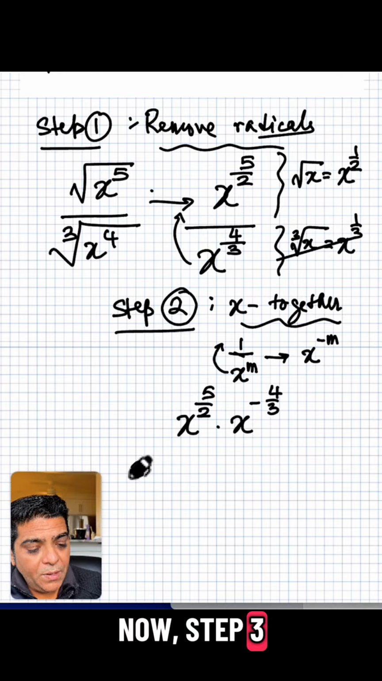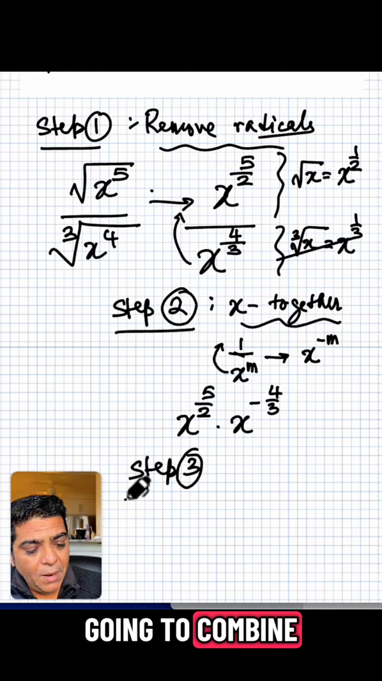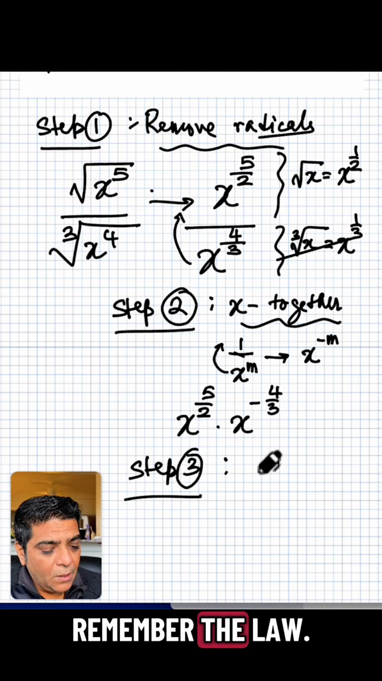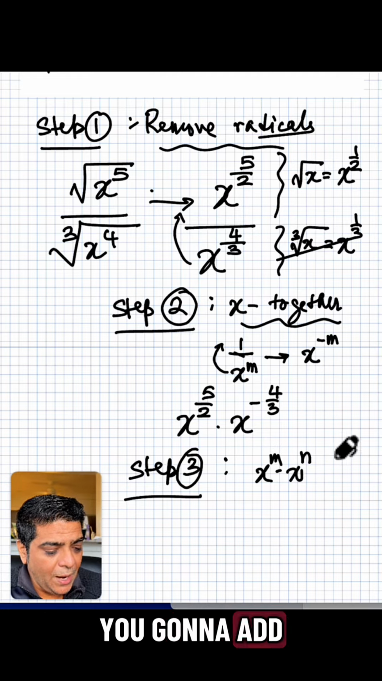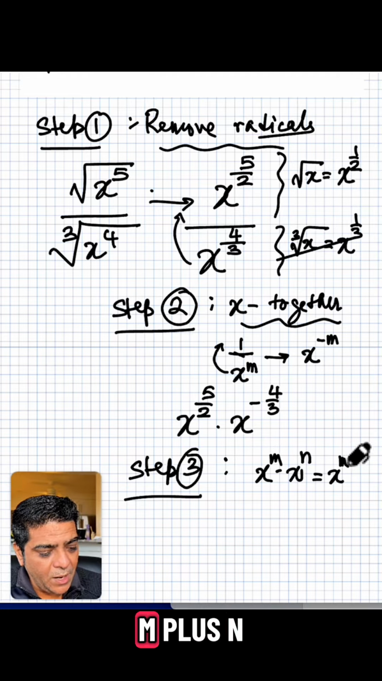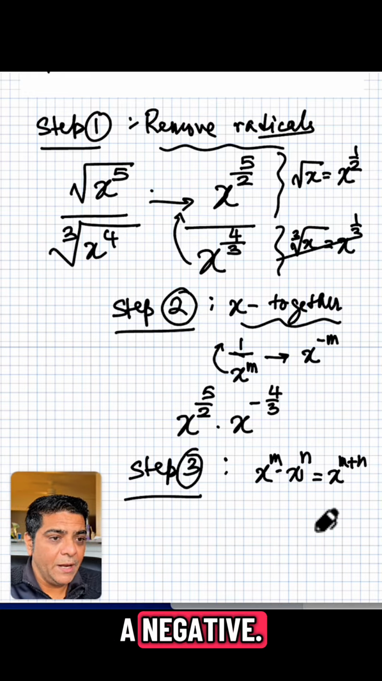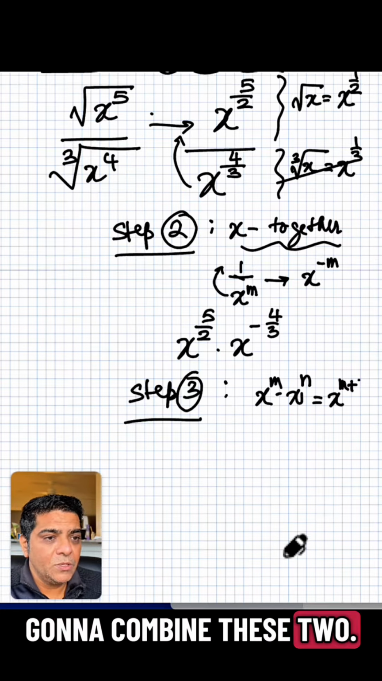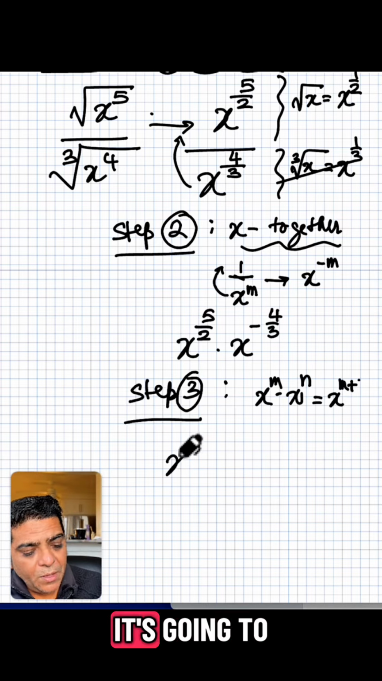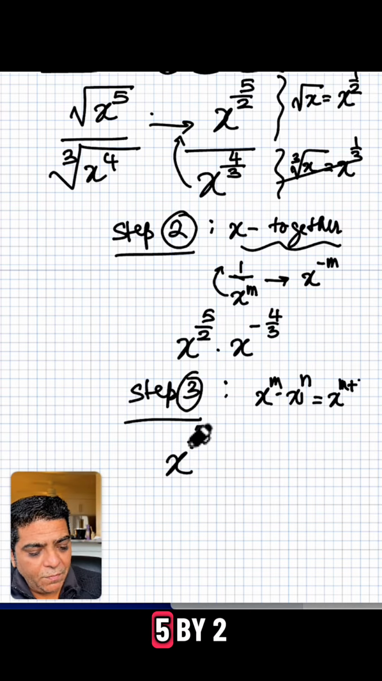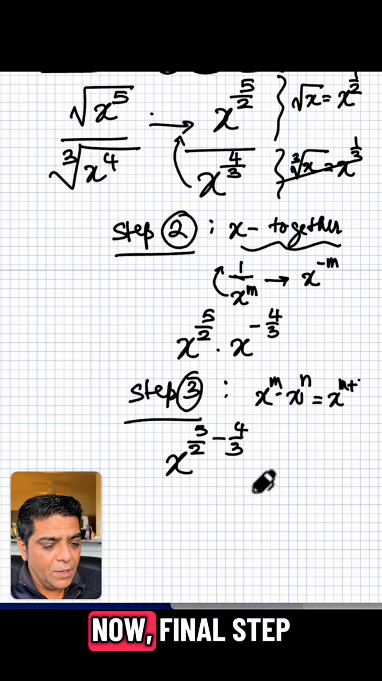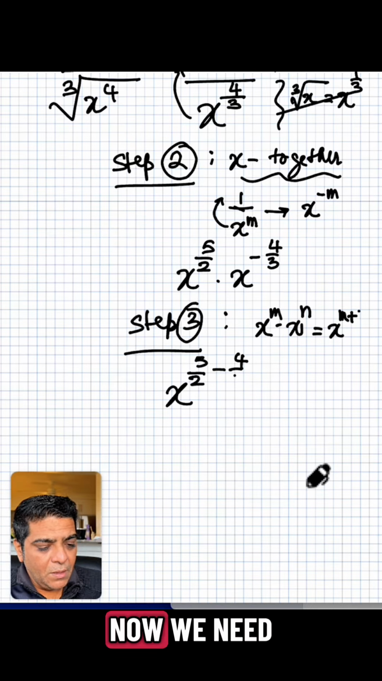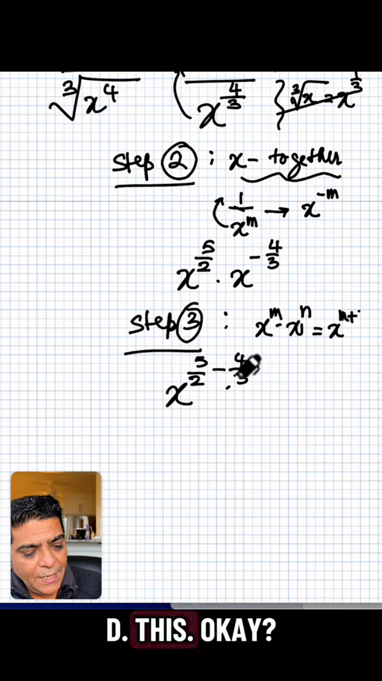Now step 3 is we are going to combine these together. Remember the law, if you have x to the power of m times x to the power of n, you're going to add the exponents. So x to the power m plus n, or m minus n if there's a negative. So here we're going to combine these two. So it's going to be x to the power of 5/2 minus 4/3. Okay, very good.